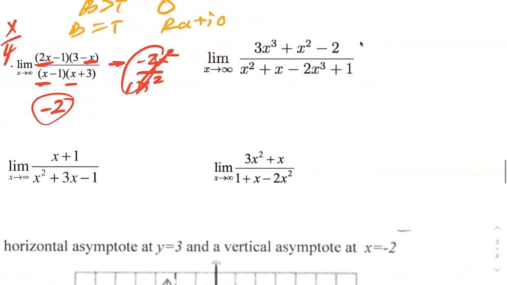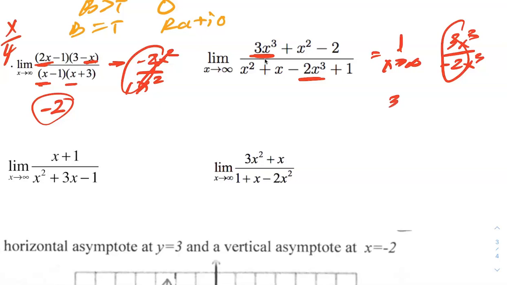Next one. Symmetry is the first one. Top power. Ooh, I actually almost made a mistake. These are the same. So let's look at those two. So this is limit as x approaches infinity. When you look at the highest powers, 3x cubed over negative 2x cubed. They're the same, so you only look at the ratio. So 3 over negative 2, or negative 3 halves. So there we go.